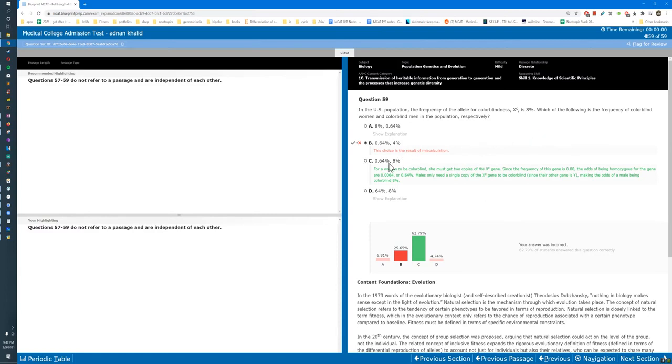There's p squared plus 2pq plus q squared, and I know 0.08 squared or so is like 64. I don't know. Whatever, I chose wrong, I suppose. Oh, and that's it.